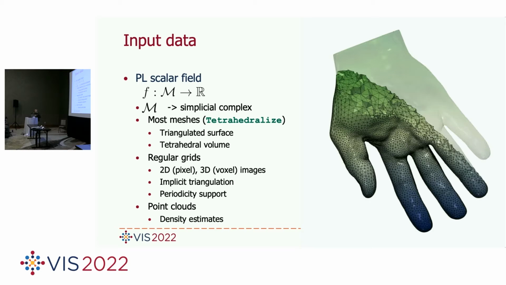What's cool about TTK is we have a lot of different vehicles for working with data and forcing it into a piecewise linear modality. For example, you saw me use the tetrahedralize filter. Another option is to use what we call an implicit triangulation, which takes something on a regular grid and maps it directly to a tetrahedralization or a triangulation of the data set. This covers a pretty good set of common formats.